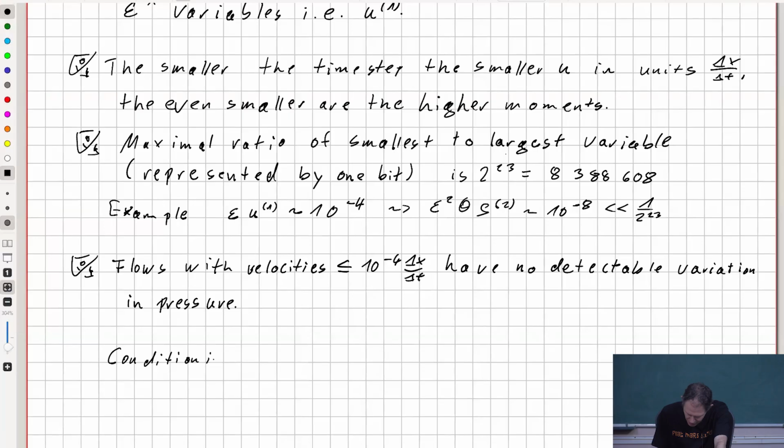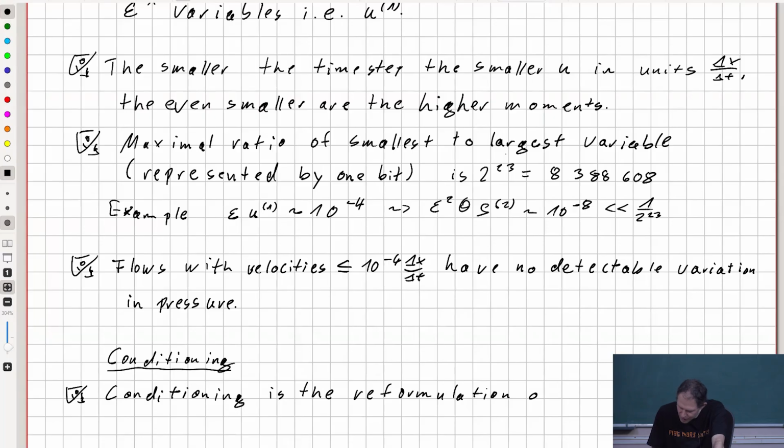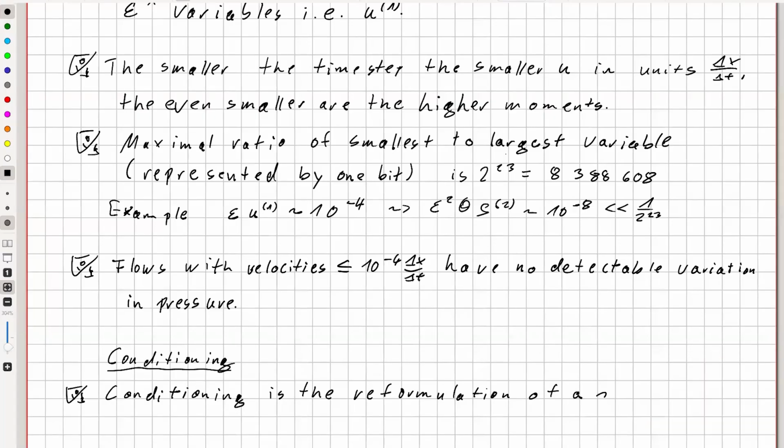Should write properly, conditioning. So now you have gotten used to my dyslexia. So what is conditioning? Conditioning is the reformulation of a problem in order to minimize round-off errors. Okay, maybe a mathematician would not completely agree with my formulation, but for the purpose of this discussion, this is what we mean.